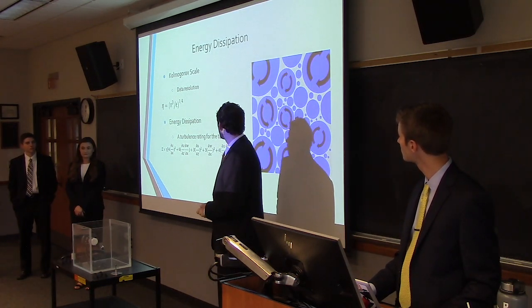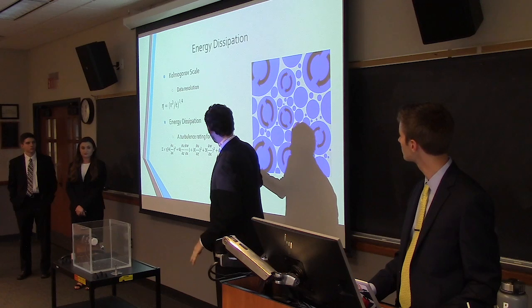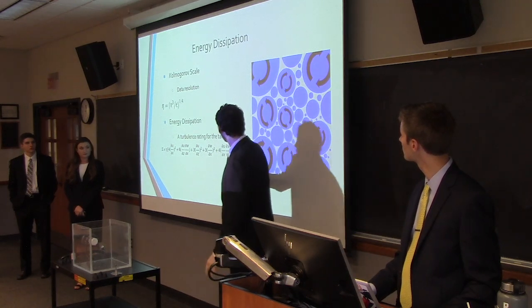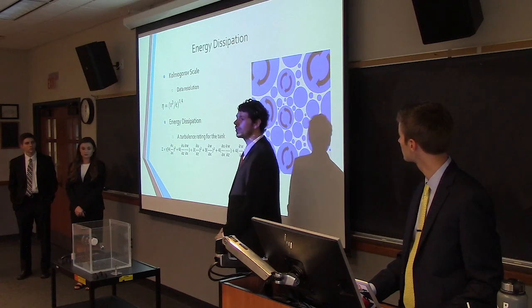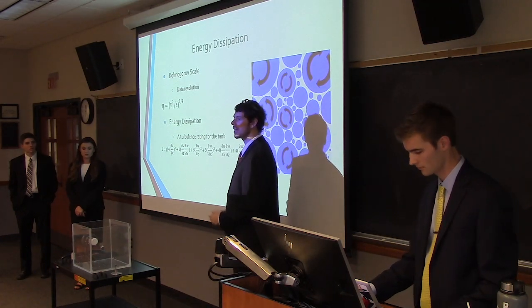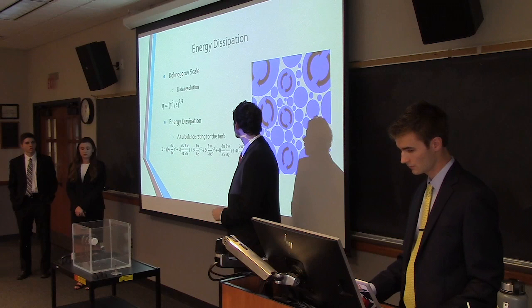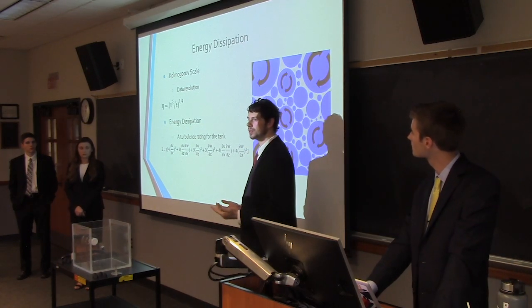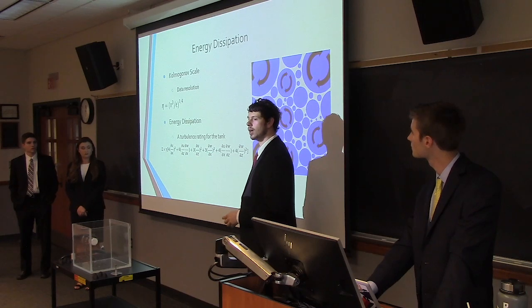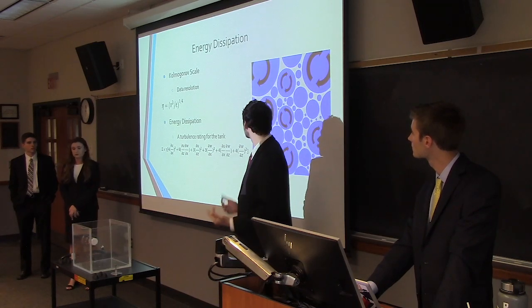Then to do that, we needed a correlational equation, and that's what this is for: the energy dissipation in the tank. It looks really complicated, but all it is is how the velocity is changing in different ways. Once we had that, we were able to quantify different turbulence levels in the tank and at different places as well.